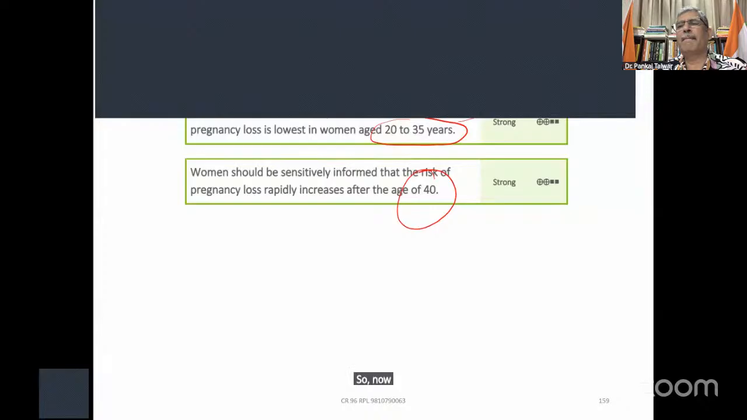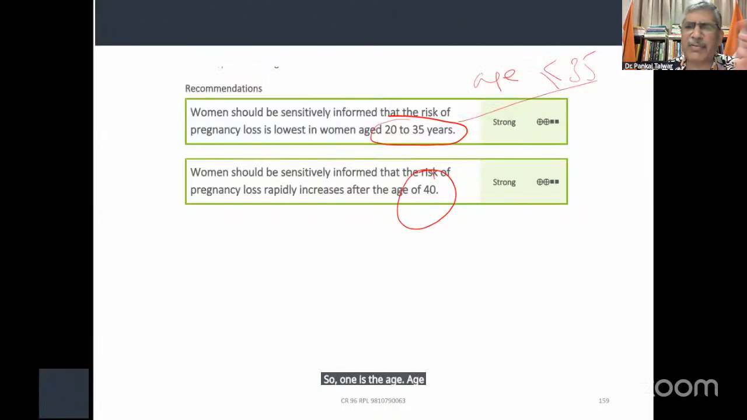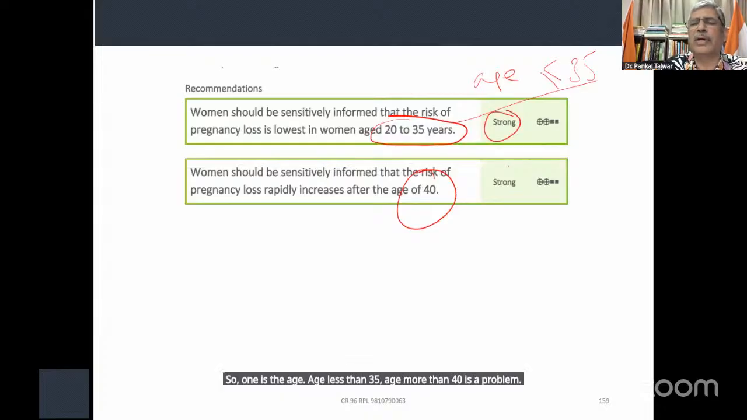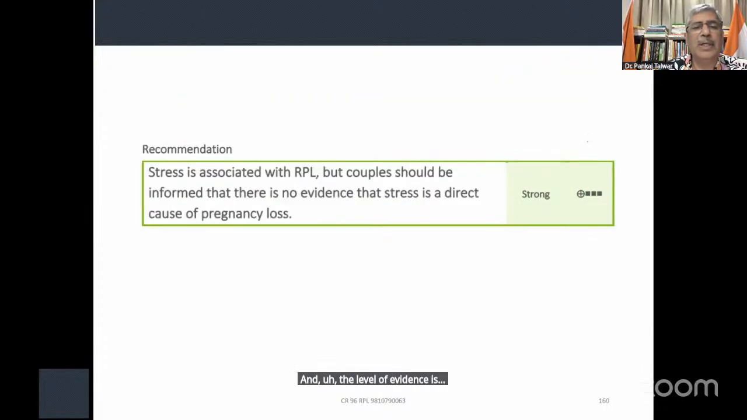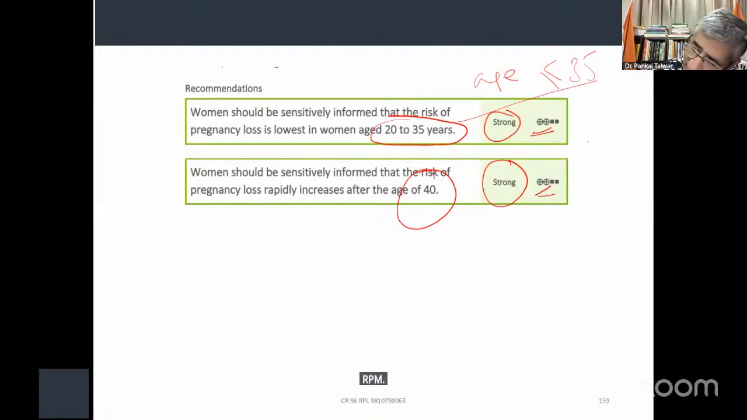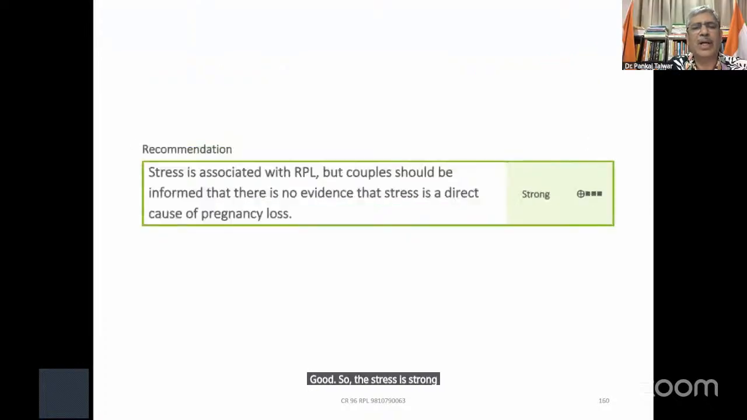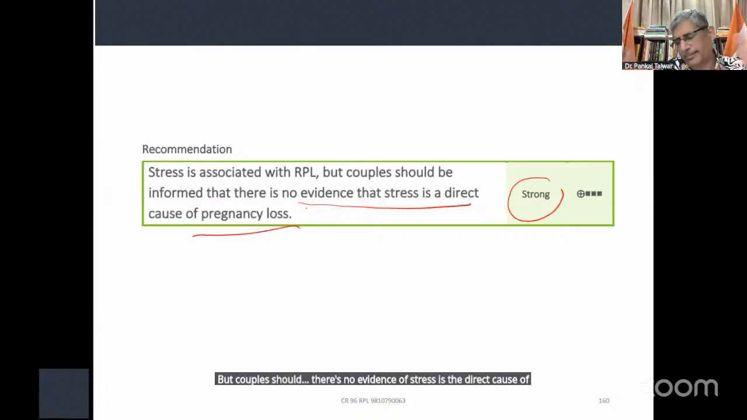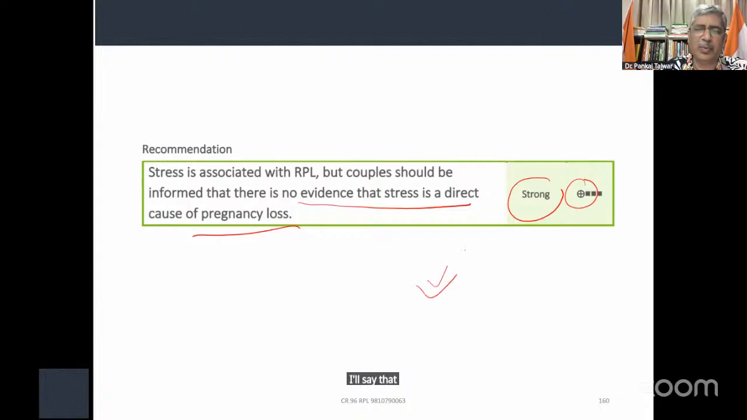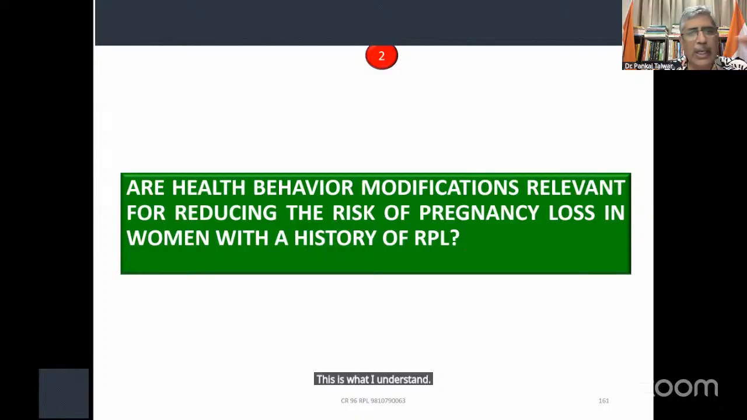So one is age. Age less than 35, age more than 40 is a problem. It's strong evidence you can see here, and the level of evidence is low. Then stress. Can stress lead to RPL? Any one of you? Yes, sir. So the stress is strong. See, there is no evidence that stress is the direct cause of pregnancy loss. So this is a strong recommendation, but it is a low level of evidence. I say that stress can lead to it. This is what I understand. The evidence is lacking.